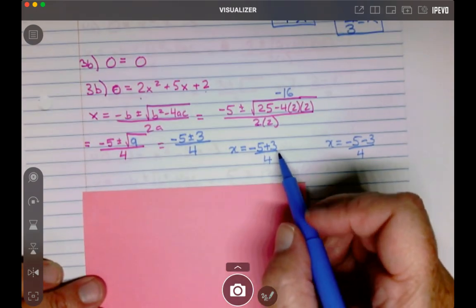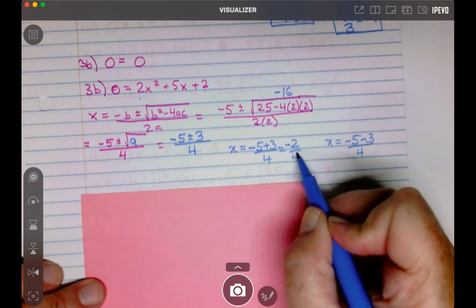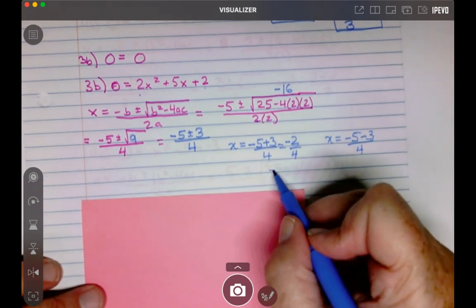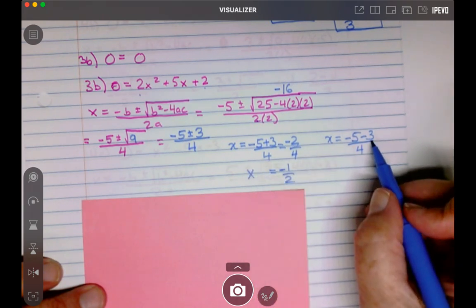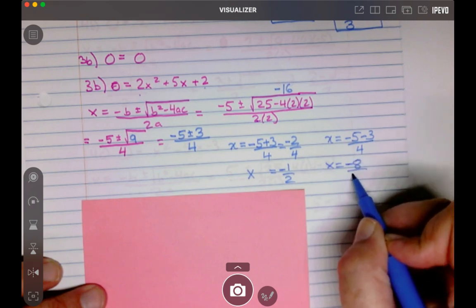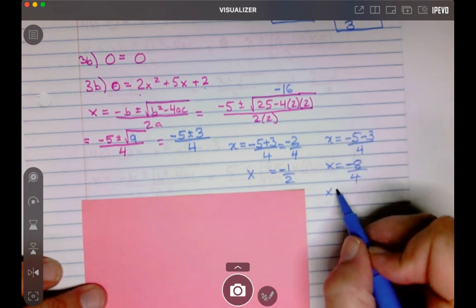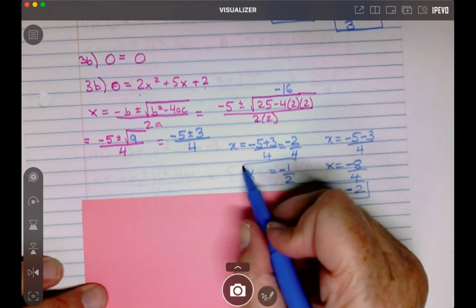Okay, negative 5 plus 3 equals negative 2 over 4. And that simplifies a little bit more into negative 1 over 2. Negative 5 minus 3 over 4 equals negative 8 over 4. And that simplifies a little bit further to negative 2. So those are my two solutions.